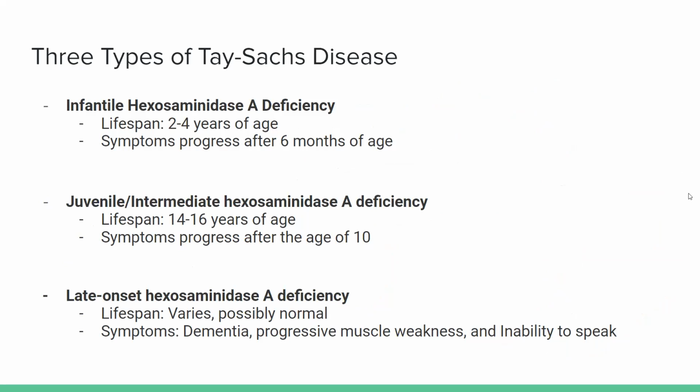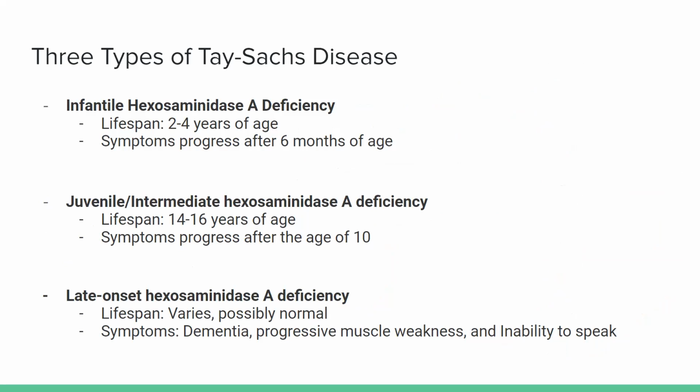So there's actually 3 types of Tay Sachs disease. The most common is infantile, and that's the one we've been talking about, where the lifespan is between 2 and 4 years of age with the progression of symptoms past 6 months. There is a more rare version called juvenile to intermediate Tay Sachs, and this is where it can onset around the age of 10, and they'll start to get worse past that point, and they're expected to live maybe 4 to 6 years past 10.